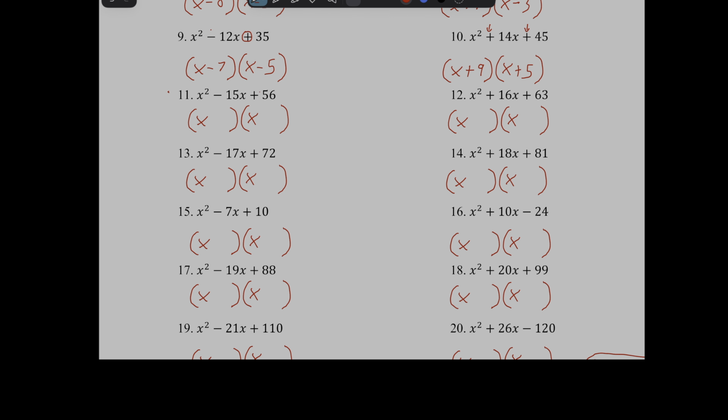Number 11, third term is positive. Signs are the same. Take the sign of the middle, minus minus. Factors of the third add to the middle. That's going to be 8 and 7.